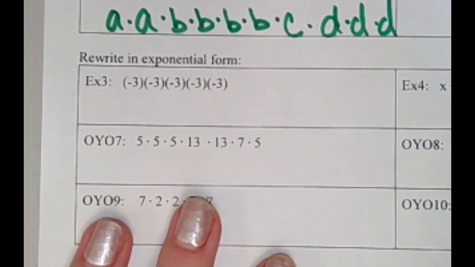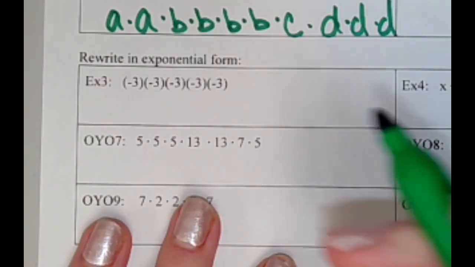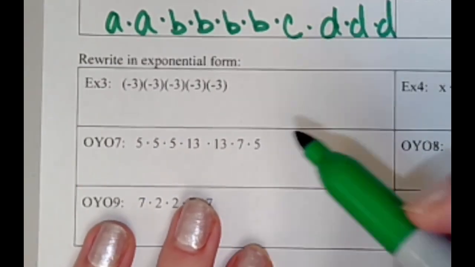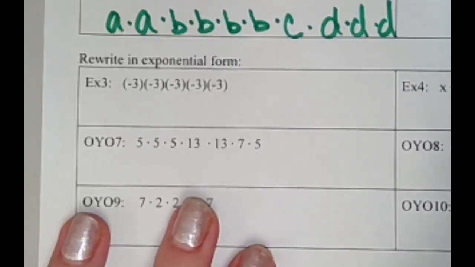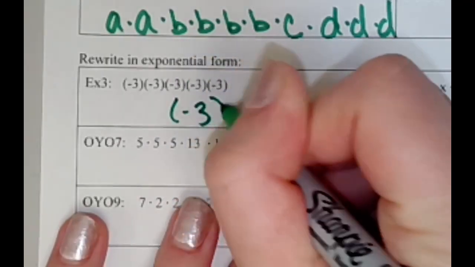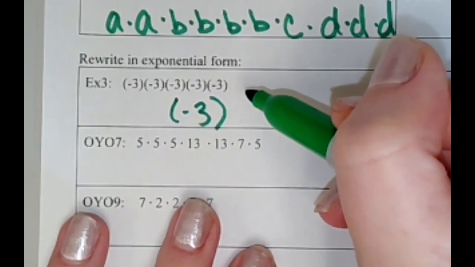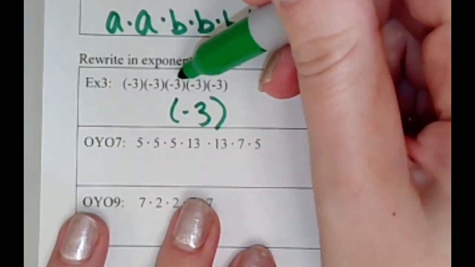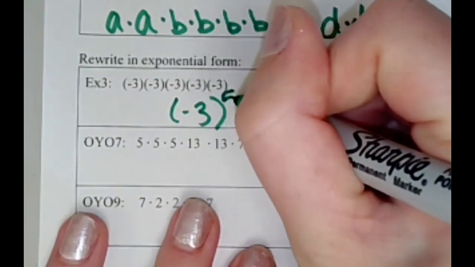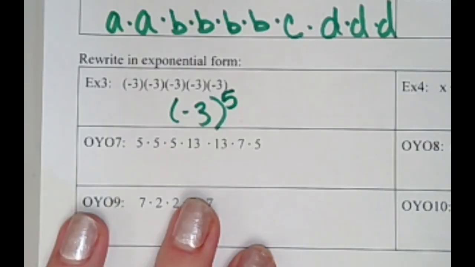It says write in exponential form. So now what we're going to do is rewrite it as a base raised to a power. Here I see that my common base is -3. My exponent will be how many times you're multiplying -3 by itself. So 1, 2, 3, 4, 5. That means I have -3 to the 5th power.